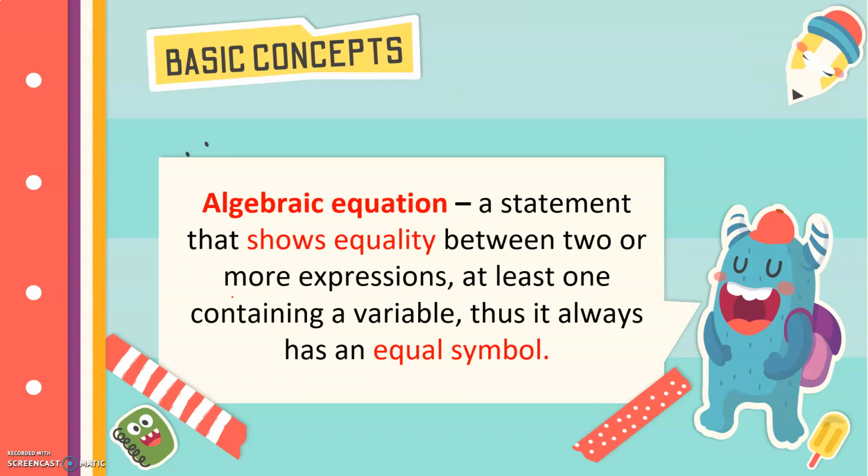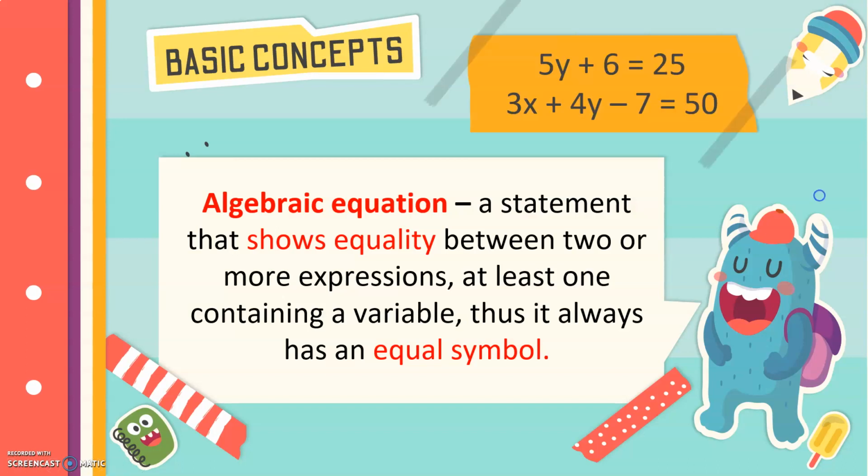We also have algebraic equation. It is a statement that shows equality between two or more expressions, at least one containing a variable, thus it always has an equal symbol. Example, we have 5y plus 6, then we equated it to 25. So that means 5y plus 6 is equal to 25. We also have 3x plus 4y minus 7 equals 50.